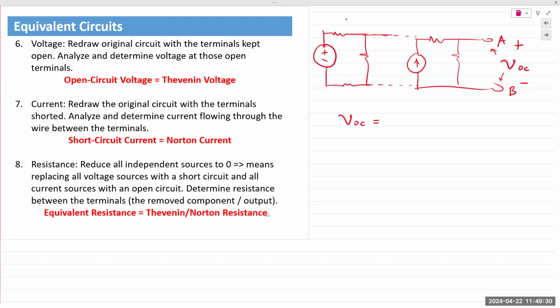Your Thevenin voltage is the open circuit voltage, VOC. Again, you do not make any modification to the circuit except to establish the analysis terminals. That's it. So establish the analysis terminals and simply determine the voltage at those open terminals. And that would be your Thevenin voltage. Yes.